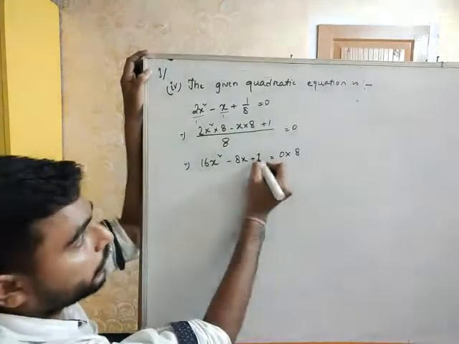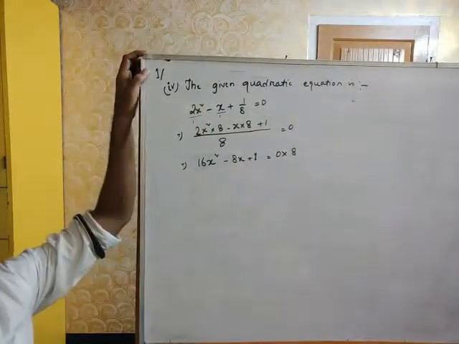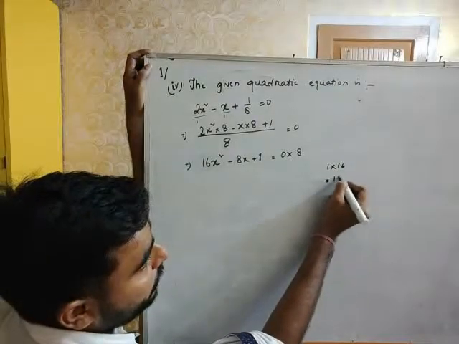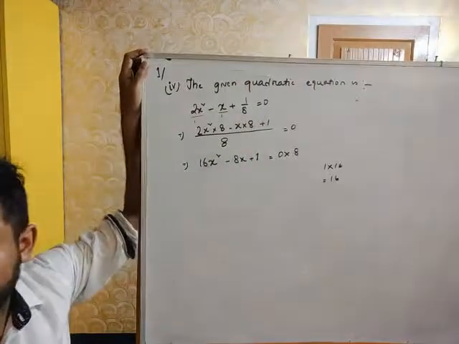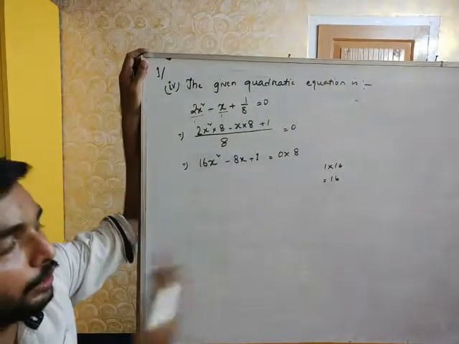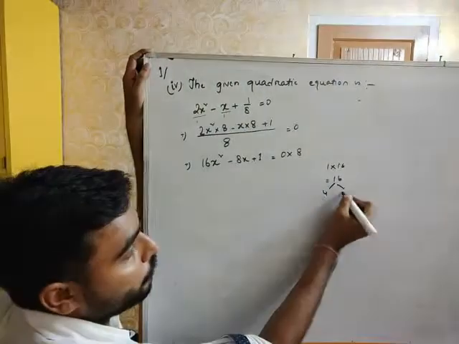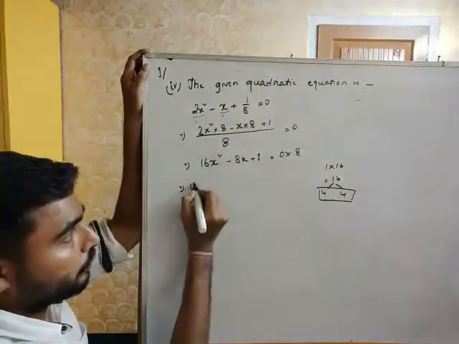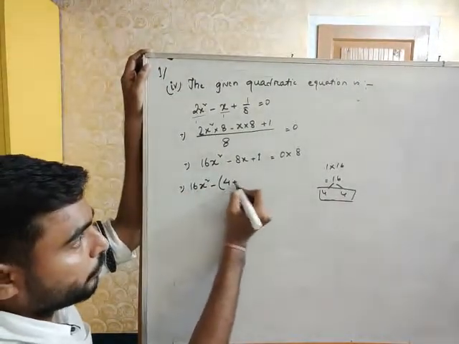Now, what is the constant term? Constant term is 1, and what is the coefficient of x square? It is 16. So 1 into 16 is 16. We add the factors of 16, what do we need to find? We need to get 8. So 16, 4 into 4 is 16, and 4 plus 4 is 8. So we got it, 4 plus 4.